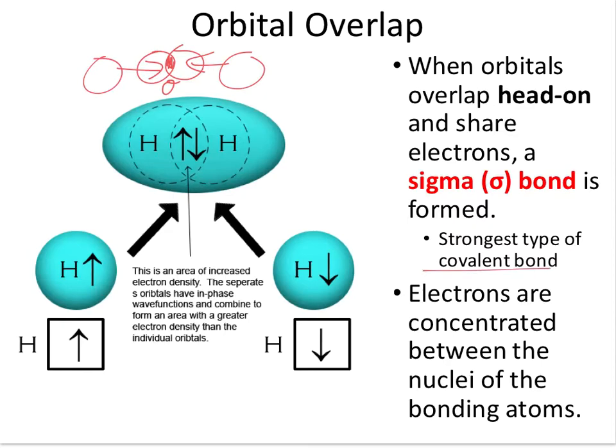Now the sigma bond is our strongest covalent bond. The pi bond really comes in when we have multiple bonds, double and triple bonds. And again, in this area is where the electrons are going to be concentrated. So that's why sometimes we can see this kind of cylindrical covalent bond that we signify with a line.